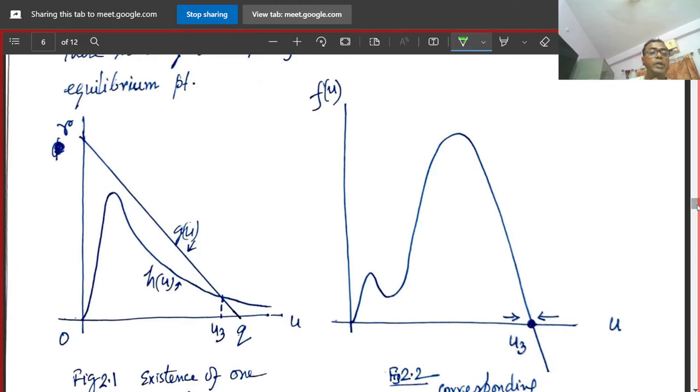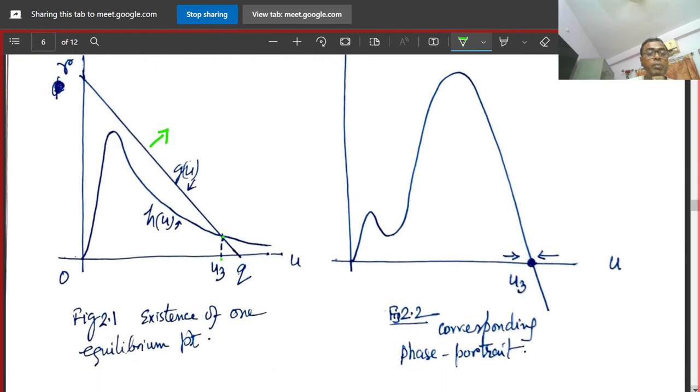If we move the straight line g(u) away from the origin, then we clearly see that this straight line intersects the curve h(u) at only one point, u3. So for the existence of one equilibrium point, the phase portrait is given by this curve.